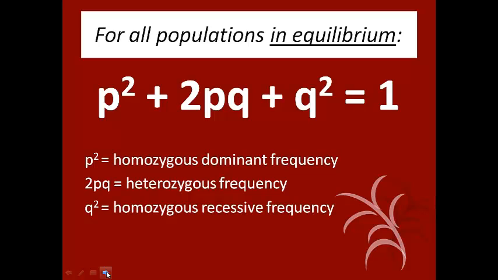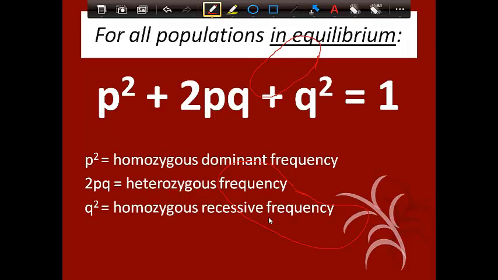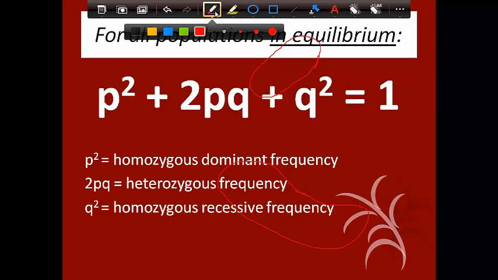Down below here are the keys to what these different variables mean. So the p squared is the homozygous dominant frequency. Right, so we have to do a little bit of a reminder here of some of these terms: homozygous dominant, homozygous recessive, all of those things.